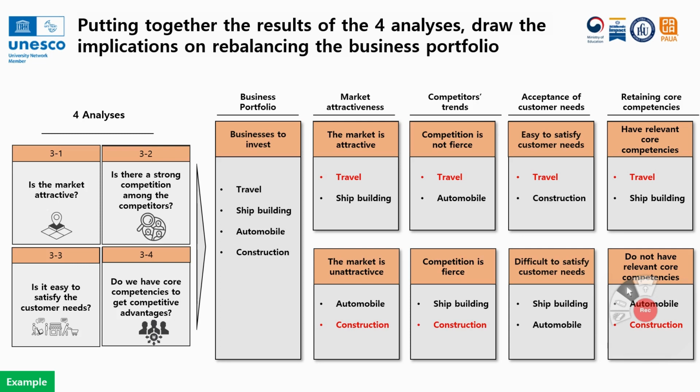We used similar approaches in identifying which businesses to invest in out of, for example, the 4 different industries: travel business, shipbuilding business, automobile business, and construction business. In order for us to decide which one we have to invest more in and which one we divest more, we did 4 analyses. Those are the typical analyses in building business strategies.